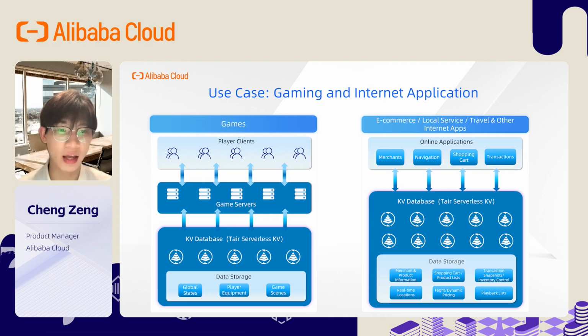With its millisecond-level access speed, it enables real-time experiences such as instantly displaying product information on e-commerce sites or allowing users to see up-to-the-minute price changes in travel apps. And in summary, serverless KV, with its strengths in persistence, high elasticity, high performance, and pay-per-use pricing, perfectly meets the demanding data storage requirements of AI, gaming, and other internet applications.